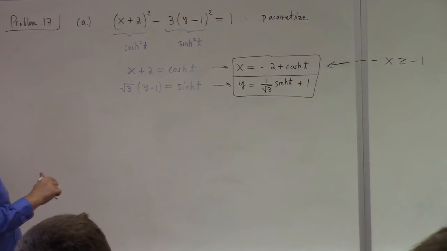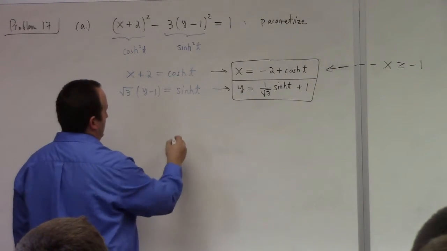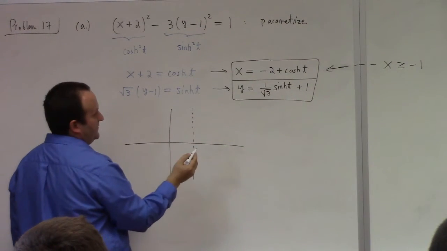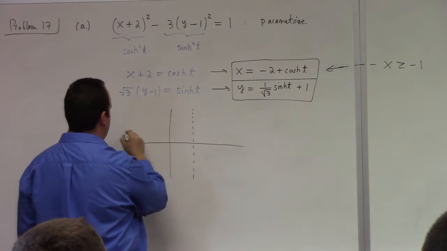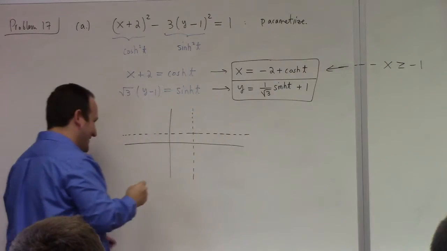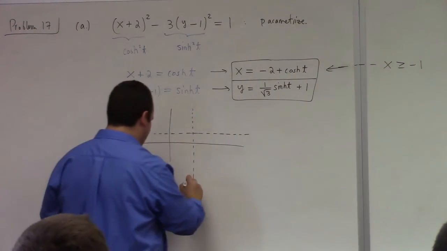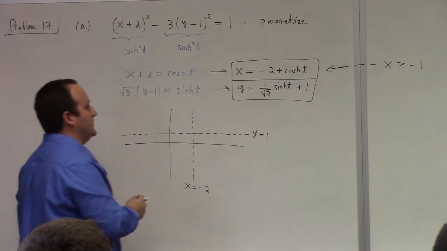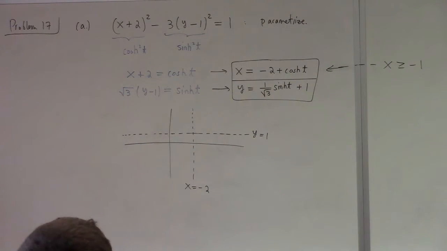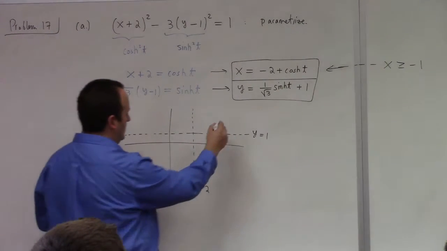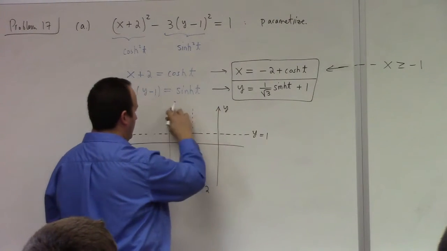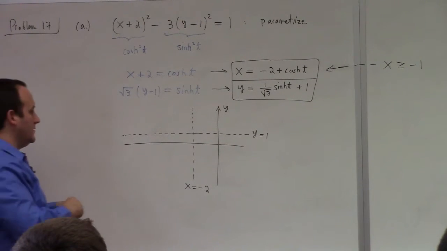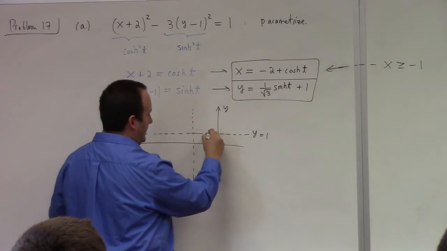So see here, graphically speaking, what's going on? The hyperbola is x equals minus 2. So what I've just found are the formulas, and y is equal to 1, right? So here's x equals minus 2, y equals 1, if I haven't done this wrong. Here, let me fix that. There, fixed. So yeah, this is at its smallest right here, and then it kind of just balloons out like that.